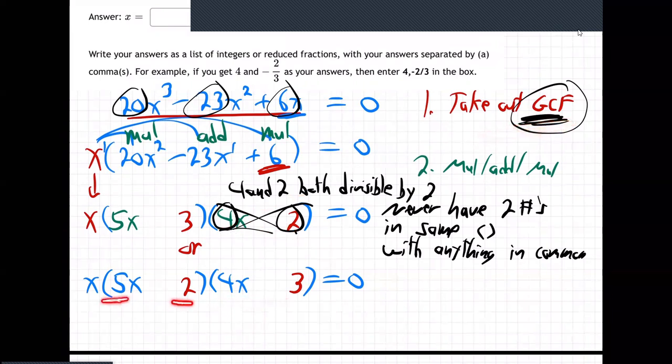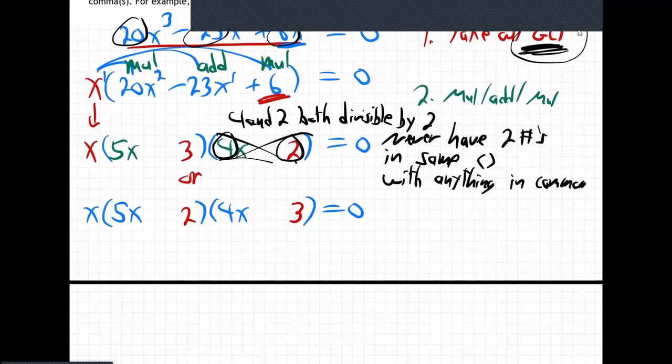See how 5 and 2 have nothing in common, and 4 and 3. There's no number that goes into 5 and 2. There's no number that goes into 4 and 3. They have nothing in common. So it's got to be that way. Okay. So now, though, we don't know the signs, plus, minus, what is it? So you have to check the signs. How do you check? So you just check.